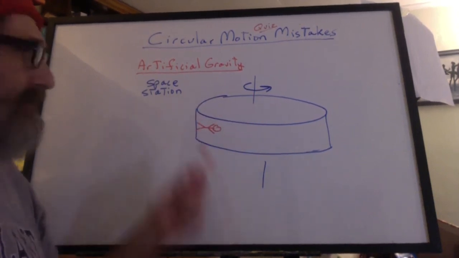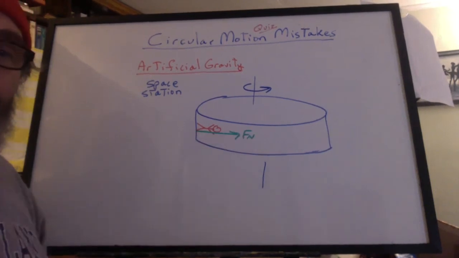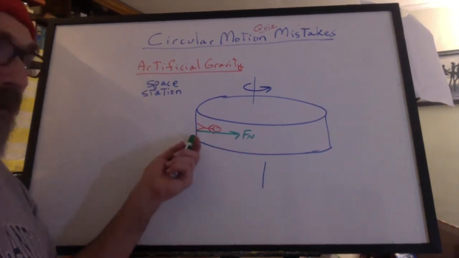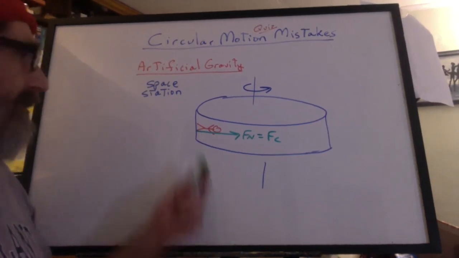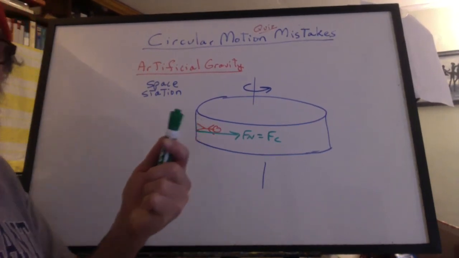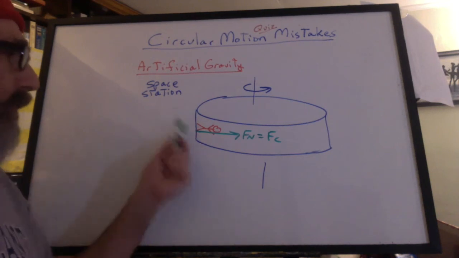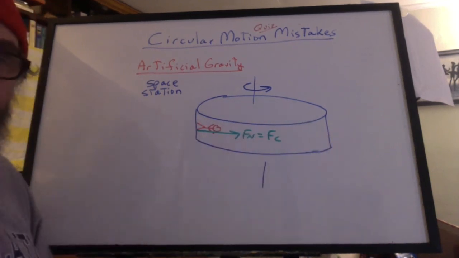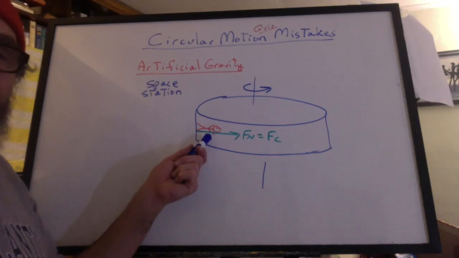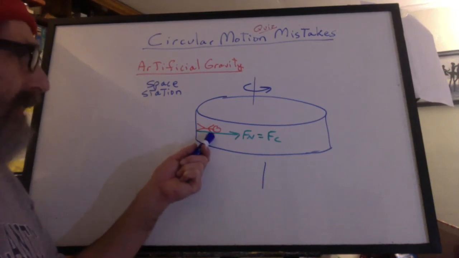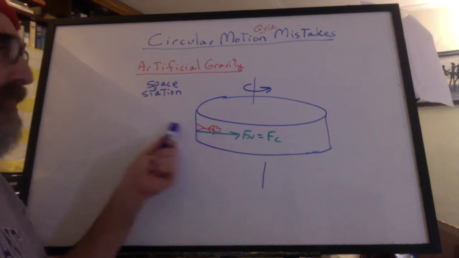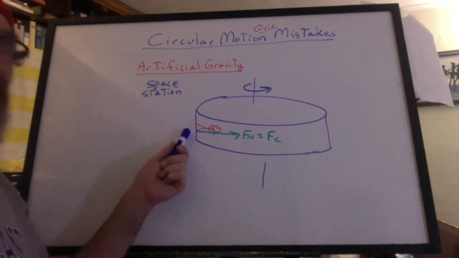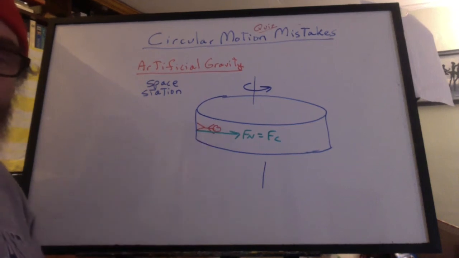So what's going to keep that astronaut in the circle? There's a normal force from the floor keeping her in. That's what produces the Fc. The astronaut wants to go in a straight line. That's her inertia. But the wall curves her in. If you're standing inside this thing, you're not going to feel like you're going in a circle. You're going to feel like there's artificial gravity throwing you outward. But that's not what's happening at all. The wall's holding you in.